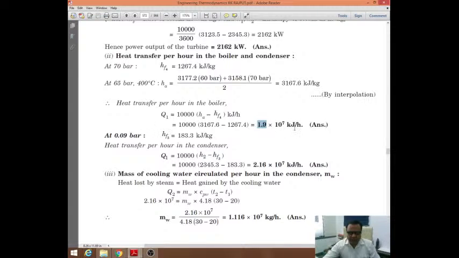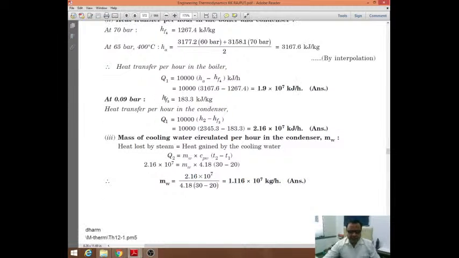If you divide it by 3600, you will get the result in kilojoules per second, or watt. Then at 0.09 bar, when the steam is coming out from the condenser, the enthalpy is 183.3 kilojoules per kilogram, and the heat transfer into the condenser is H2 minus Hf3. Once again using this, we got the heat transfer into the condenser as 2.16 into 10 to the power 7 kilojoules per hour. Okay, now the mass of cooling water required.